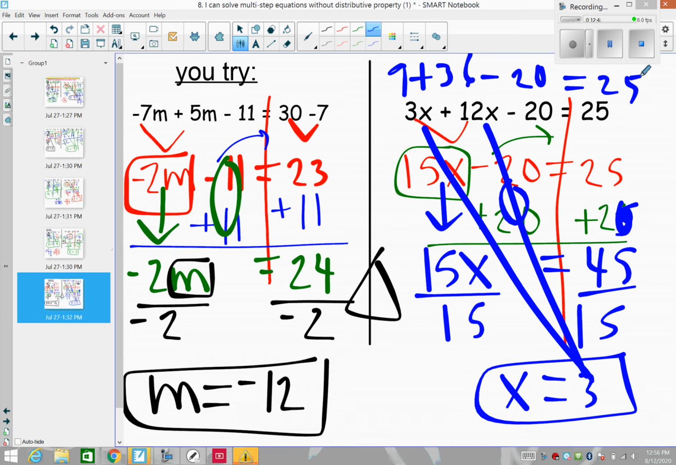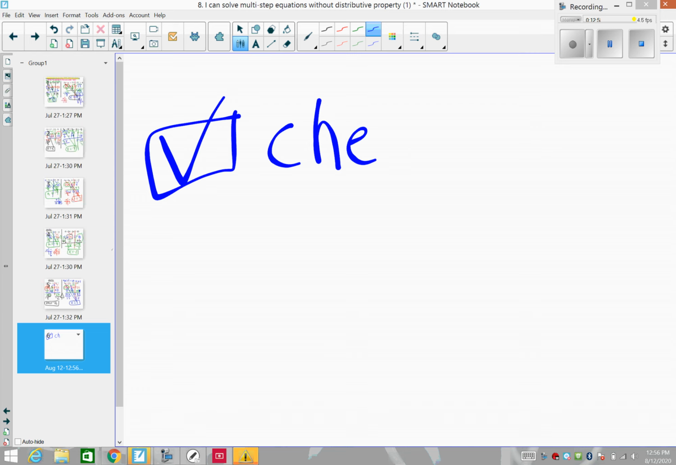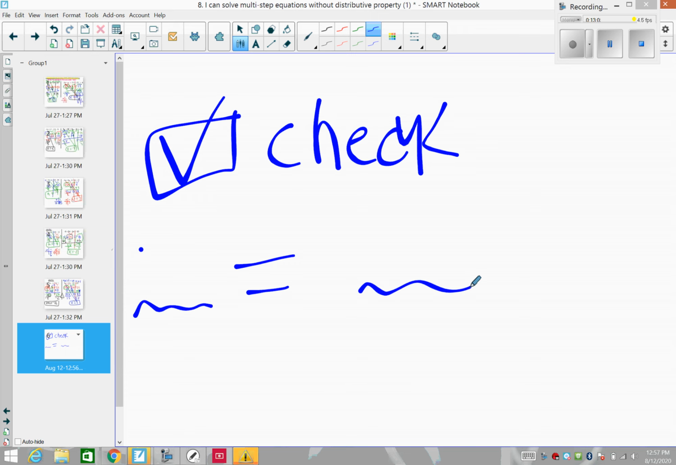So that is our work for today. Just make sure that you're always plugging in. Make sure that you're checking. Plug back in. Make sure that whatever's on the left side equals the right side when you plug back in. The check is super important.